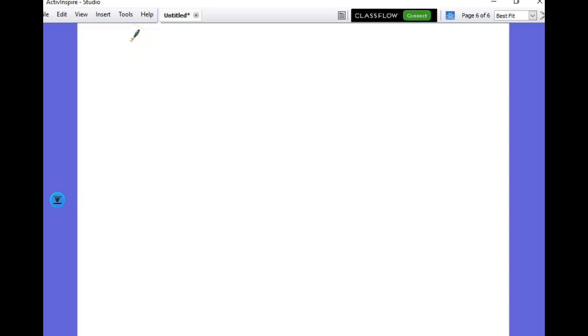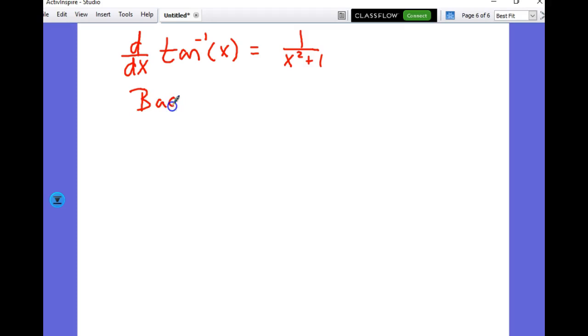Okay, so for this one, I want to prove that the derivative of arctangent, instead of arc, I'll just put a little -1 there. That's another way you can write arctangent instead of writing ARC. I want to prove that that is equal to 1 over x squared plus 1. Now this proof is going to start off with the same background stuff as the other one that we did earlier when we did arc sine.